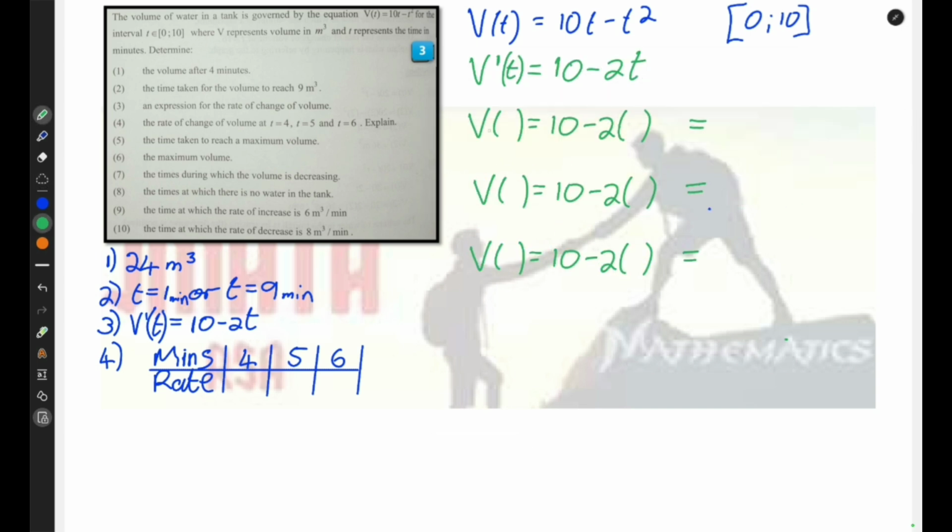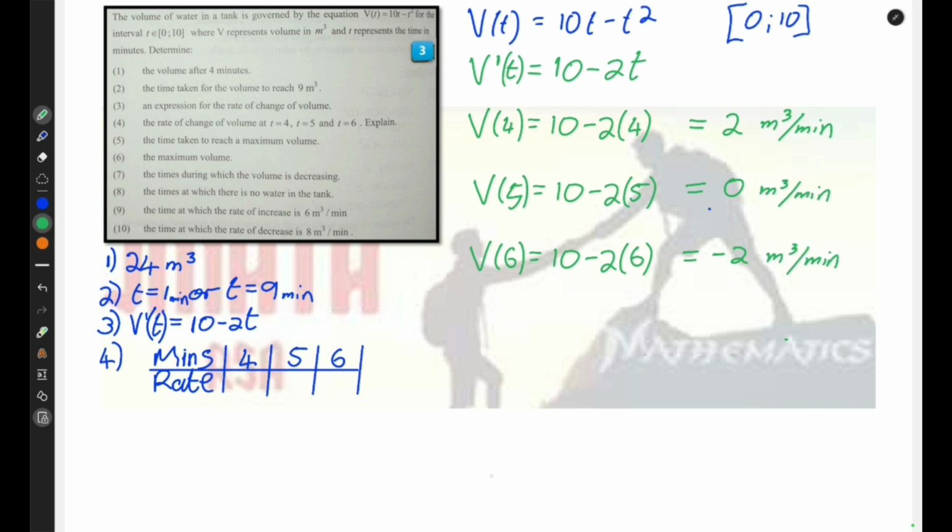Question 4. Determine the rate of change of volume when time is 4, time is 5, or time is 6 minutes, and then explain your answer. So I'm just taking the derivative, and I'm just going to do 3 sums where I sub in a 4, a 5, and a 6. So 10 minus 8 gives me 2, 10 minus 10 gives me 0, and then 10 minus 12 gives me minus 2. And now I need to figure out what this is. So this is meters cubed per minute. So meters cubed per minute for all 3 of them. Now they're asking me to explain what this means.